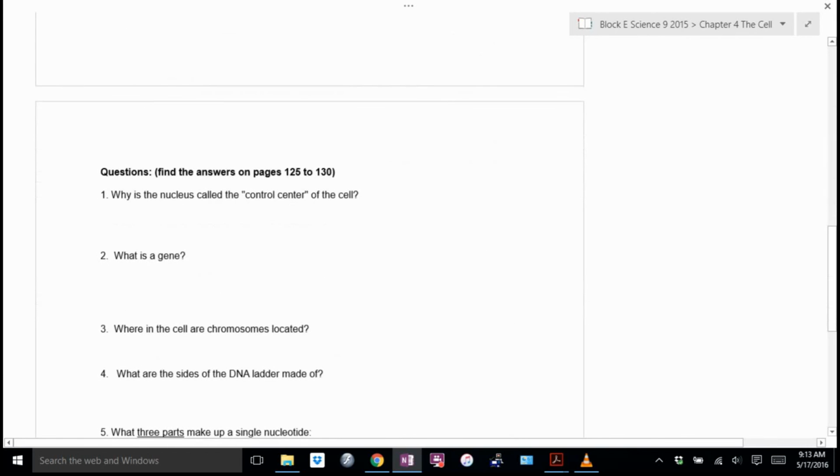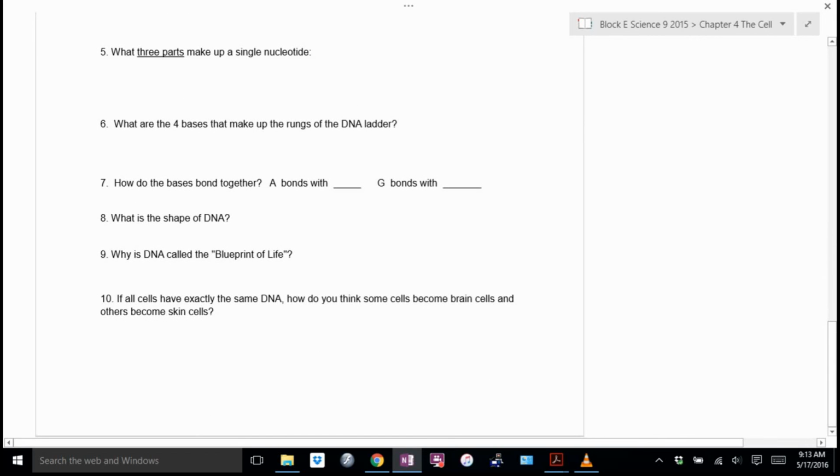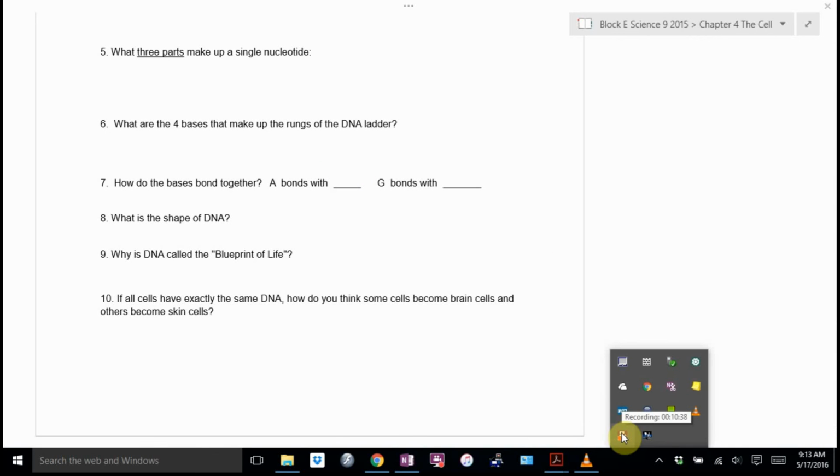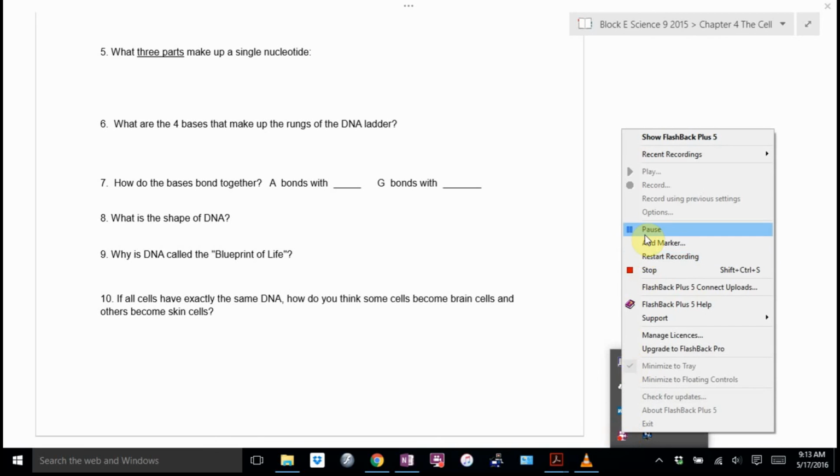Then, pages 125 to 130, you can answer these questions on the back. We'll go over the answers at the end of class. Is that okay? I'll give you a few minutes to work on this. We may continue with the lesson. We may not. Depends how far you get.